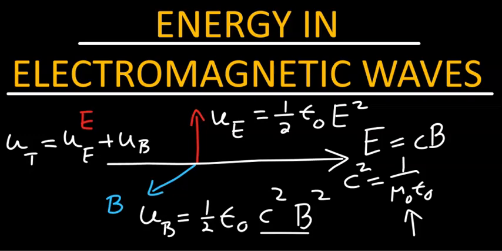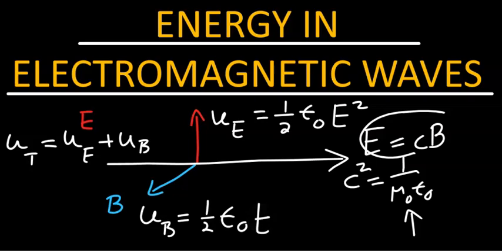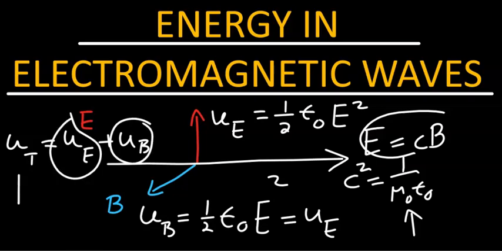And C squared B squared from this expression is quite simply E squared. Like that. And you see it is the same as U sub E. So you have equal contribution from the two fields as far as the energy density is concerned.